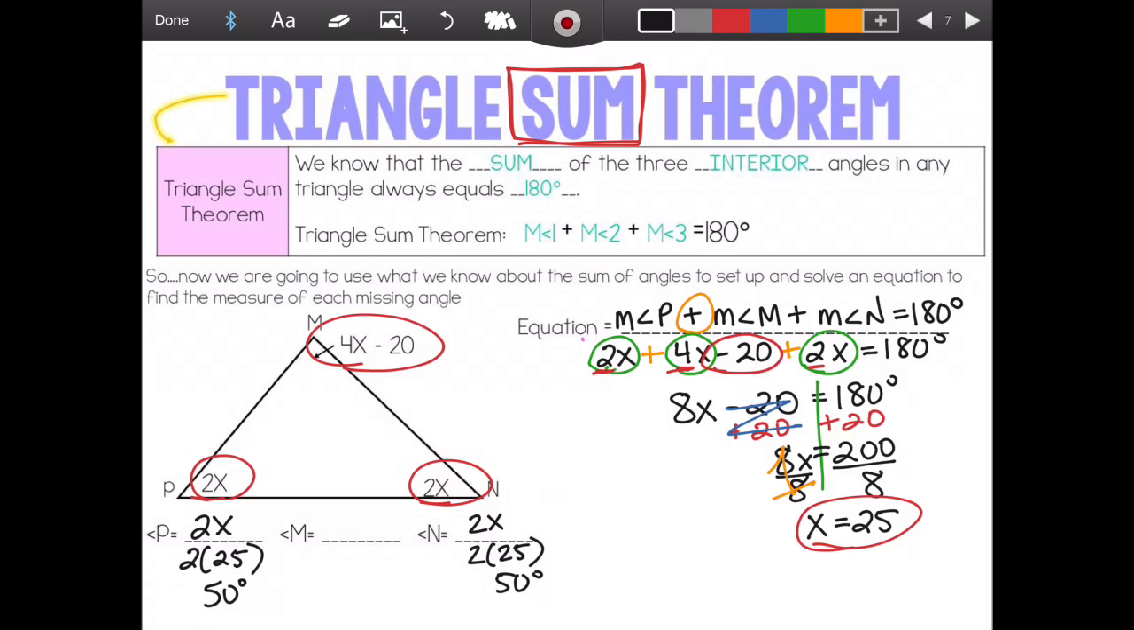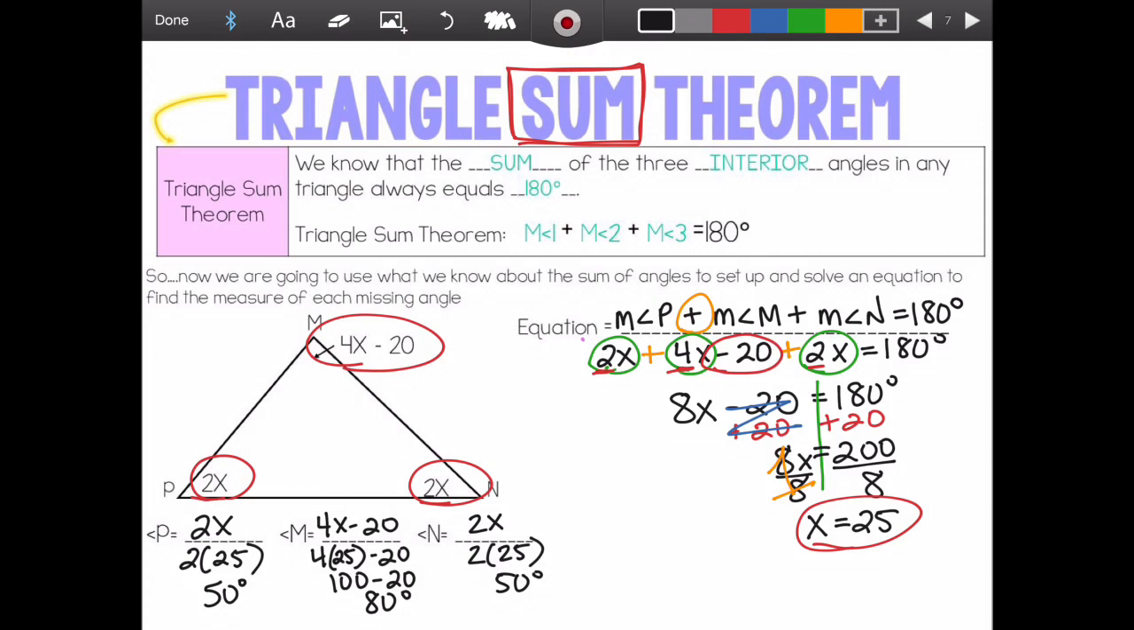Okay, last but not least, we're going to focus on angle M. So this expression is 4x minus 20. So 4 times 25 minus 20. And again, 4 times 25, you can think of quarters. If you have 4 quarters, that's $1. So 4 times 25 is 100. Minus 20 is 80 degrees.